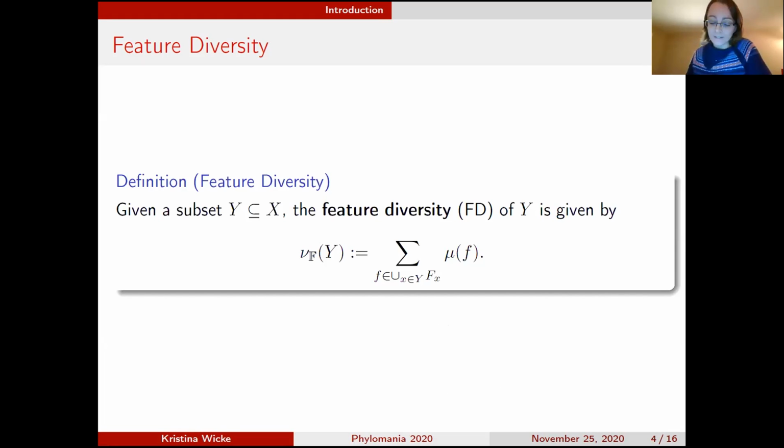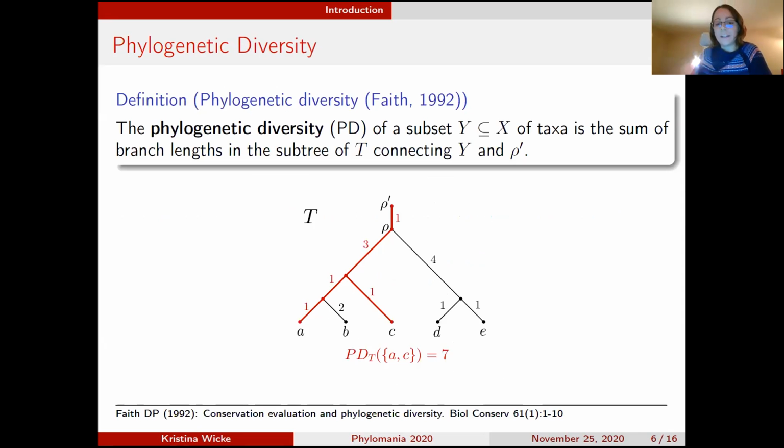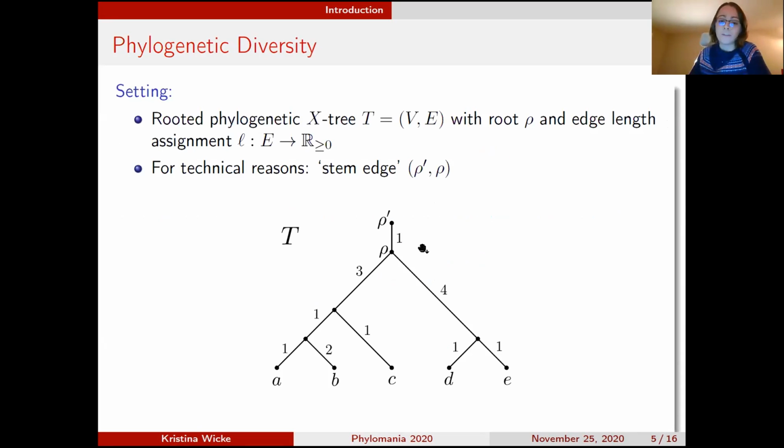And so for that reason, in 1992, Daniel Faith introduced the measure of phylogenetic diversity as a sort of predictor for feature diversity. And in order to talk about phylogenetic diversity, we need the notion of phylogenetic trees. And here I consider rooted phylogenetic trees that are not necessarily binary. And what I assume is that all edges are assigned non-negative edge length, representing either time or some sort of evolutionary distance. And for technical reasons, we also assume that we have an additional root edge or stem edge.